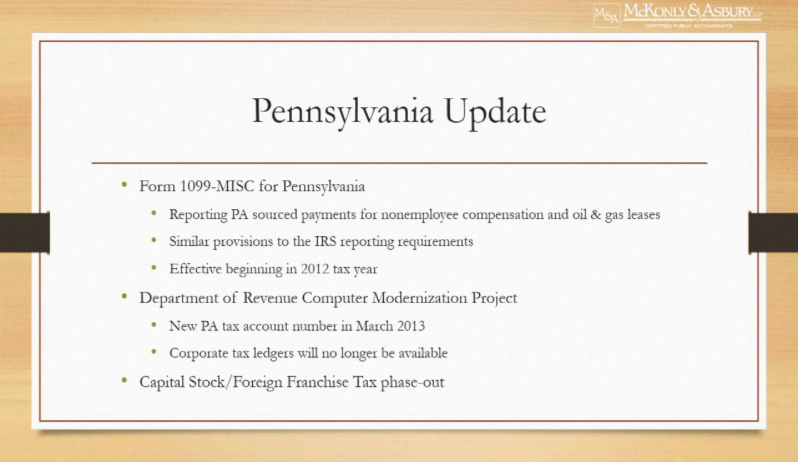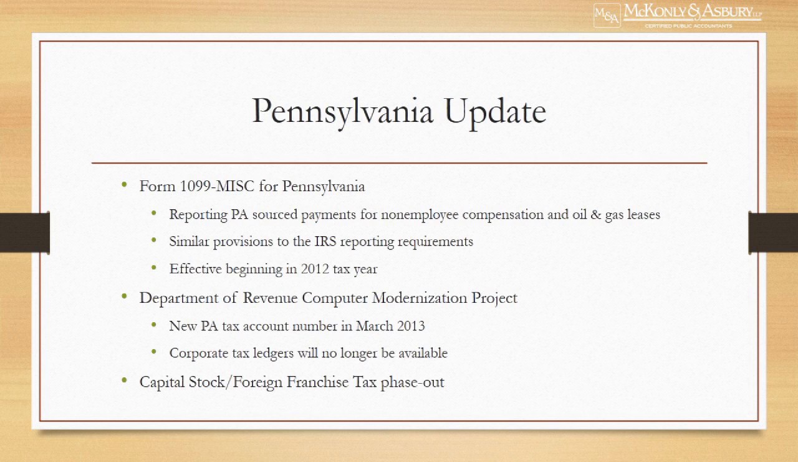I believe it's February 28th for paper filing and April 1st for electronic filing. And if you're a Pennsylvania business and you already have employer withholding, you could file electronically through the e-TIDES system. If you don't have employer withholding, you're going to have to paper file. That's effective for the 2012 year. So in the current 1099-MISC reporting season, you will also need to remit a duplicate copy to Pennsylvania. The second item is the Department of Revenue Computer Modernization Project.